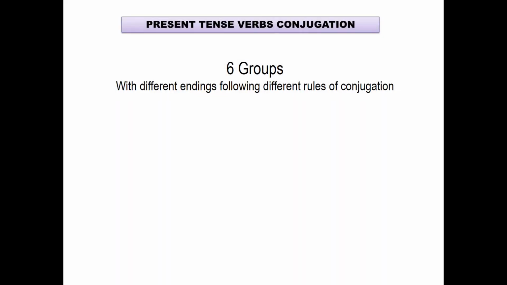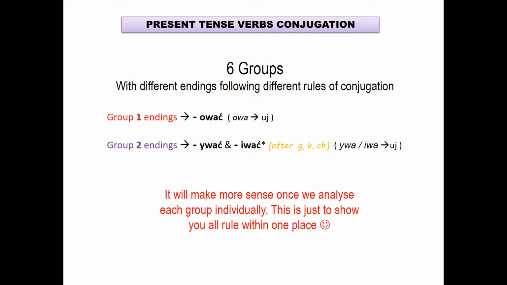Within the present tense verb conjugations, we can differentiate 6 groups that follow different rules of conjugation. The first group has the endings with ować. The owa part will change to uj. The second group of verbs ends in ywać and iwać.